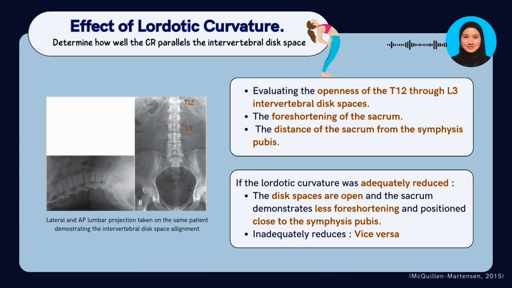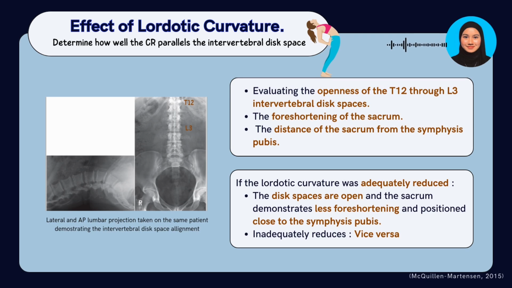Next, the effect of lumbar lordotic curvature. To assess how well the central ray aligns with the intervertebral disc spaces, we evaluate three key features on the radiograph. First, the openness of the intervertebral disc spaces from T12 through L3; second, the amount of foreshortening of the sacrum; and third, the distance between the sacrum and the symphysis pubis.